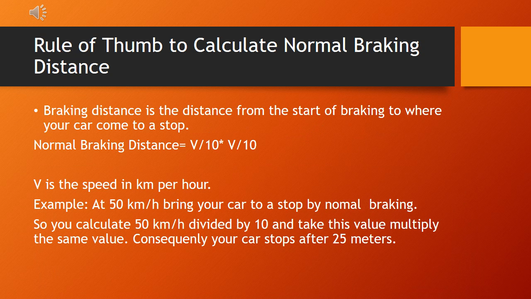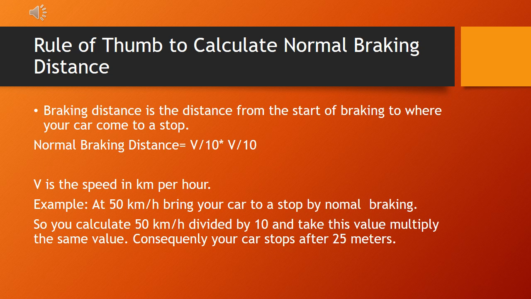It's important to note that a vehicle's ability to slow down isn't solely determined by tire grip and braking system efficiency. A significant factor is the driver's skill. This is why we differentiate between normal braking and emergency braking scenarios. Braking distance is the distance from the start of braking to where your car comes to a stop, and it is calculated by dividing the speed in kilometers per hour by 10 and multiplying by the same value.